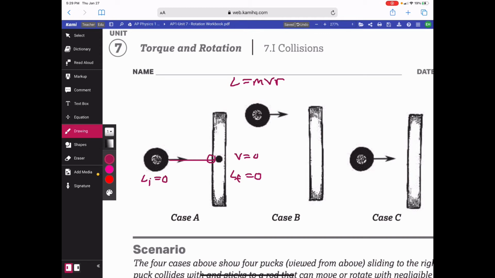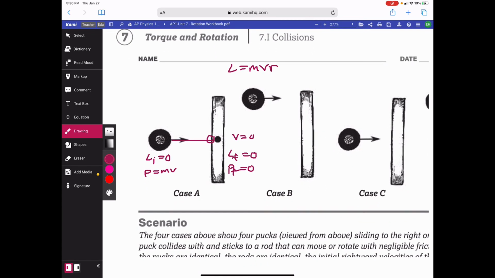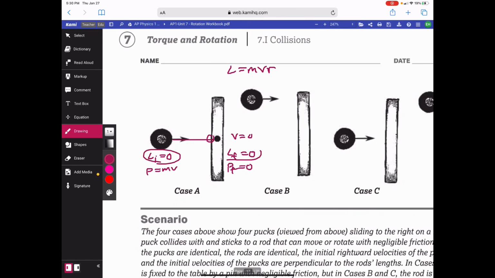Linear momentum, P, is equal to mv. Okay? And you've got linear momentum beforehand, but speed comes to 0 afterwards, which means we have no linear momentum afterwards. Okay, so that's interesting. Here, linear momentum is conserved.